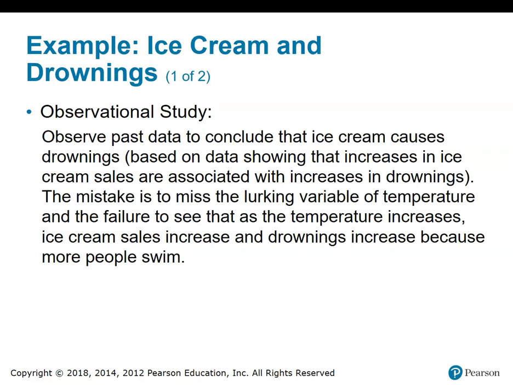Observational study, observe past data to conclude that ice cream causes drownings based on data showing that increases in ice cream sales are associated with increases in drownings. The mistake is to miss the lurking variable of temperature and the failure to see that as the temperature increases, ice cream sales increase and drownings increase because more people swim. So that would be a confounding or just a misinterpretation of the data. Also, if there's a correlation, which means there's two trends that are kind of the same and they seem related, it doesn't necessarily mean one causes the other.